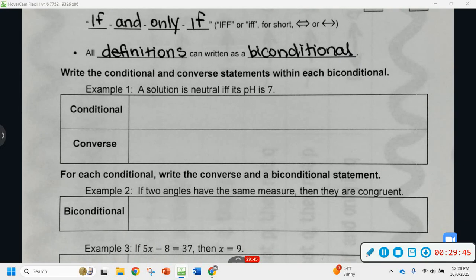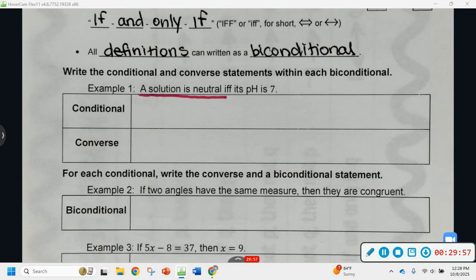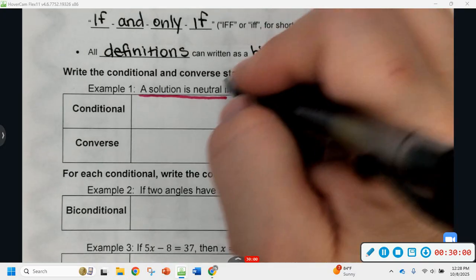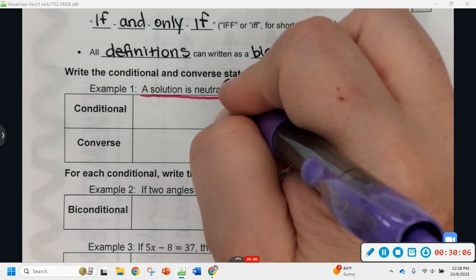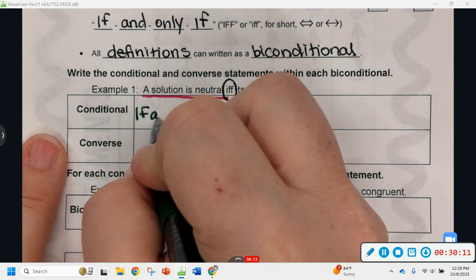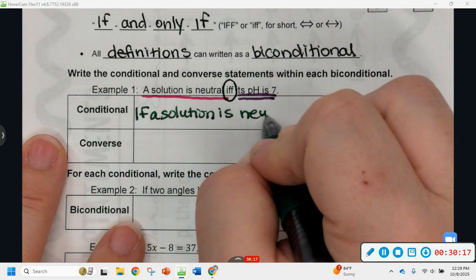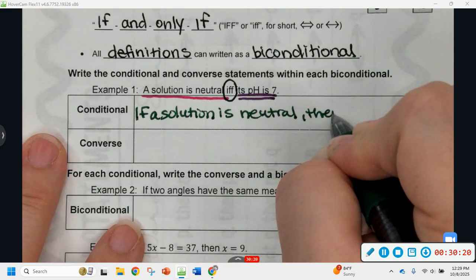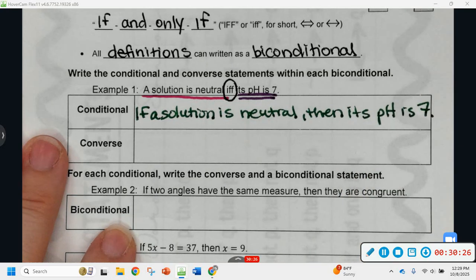All right, so we've got on here, write the conditional and the converse. We have a solution is neutral if and only if its pH is 7. So we start off with our hypothesis, and then we use our conjunction word, if and only if, and then our conclusion. So our conditional is the original. If a solution is neutral, then its pH is 7, and that's it.